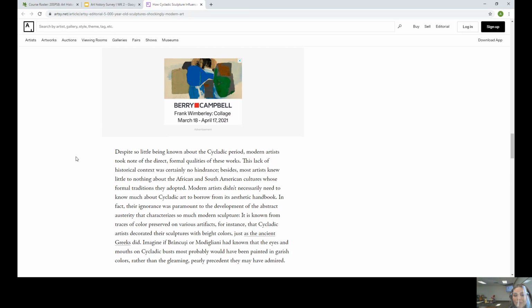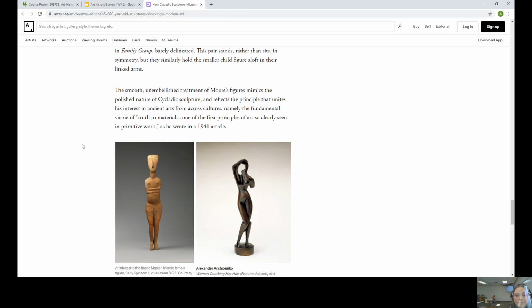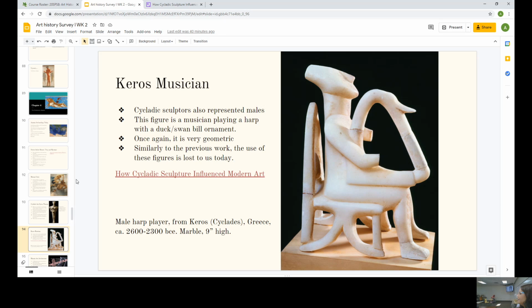Brancusi's very referential piece. Here's Henry Moore's. Henry Moore is known for doing quite abstract figure work. And the last one we'll look at is Archipenko's, in comparison to the female that we looked at a second ago. Well, a different female, but the same form. Really important for contemporary sculpture that these artworks were found and then put on display in museums. It's just unfortunate that people made a bunch of fakes.